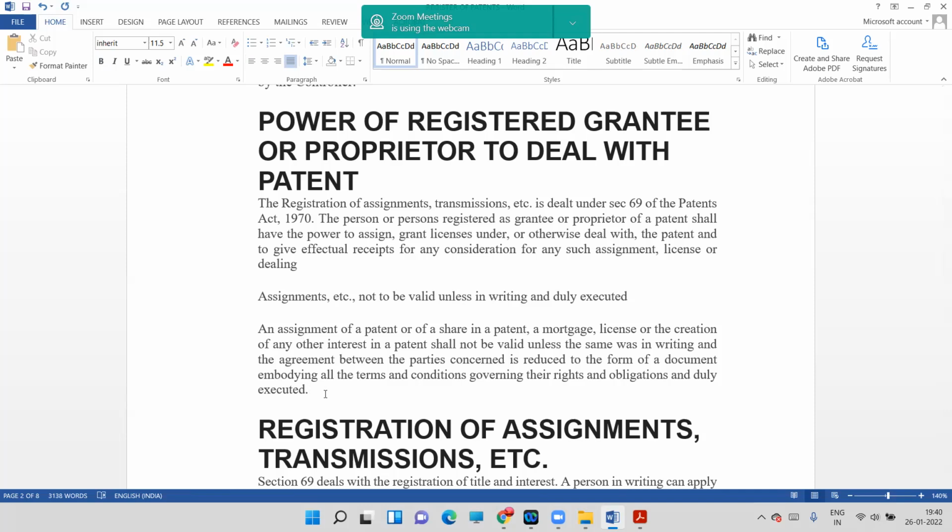An assignment of a patent or of a share in a patent, a mortgage, license, or the creation of any other interest in a patent shall not be valid unless the same is in writing and the agreement between the parties concerned is reduced to the form of a document embodying all the terms and conditions governing their rights and obligations and duly executed.